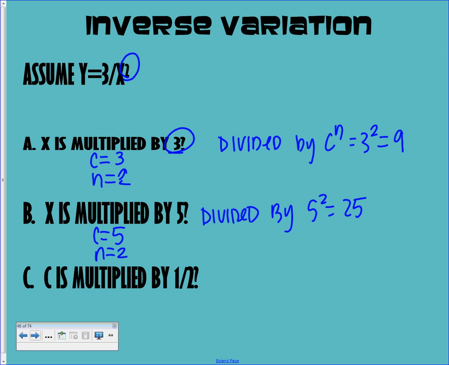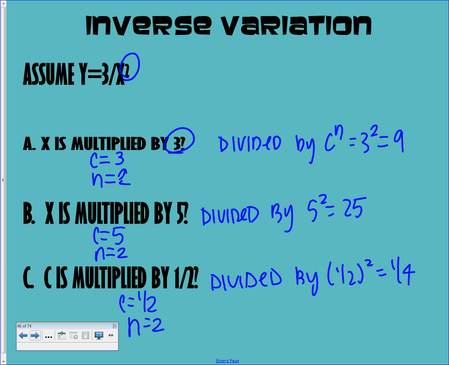Example C says, what if I multiply by half? Okay, so c is a half, n is still 2. I'm still dealing with an inverse relationship, so I say divided by 1/2 squared, so that'd be divided by 1/4. The only tricky thing here really is making sure you do c to the power of n and not flipping those numbers.